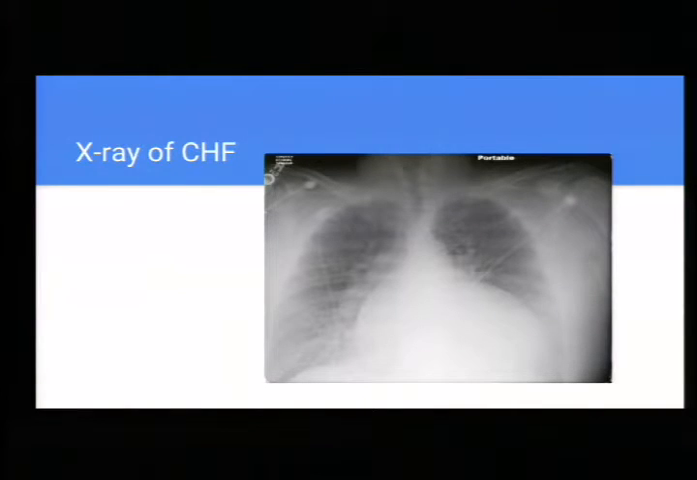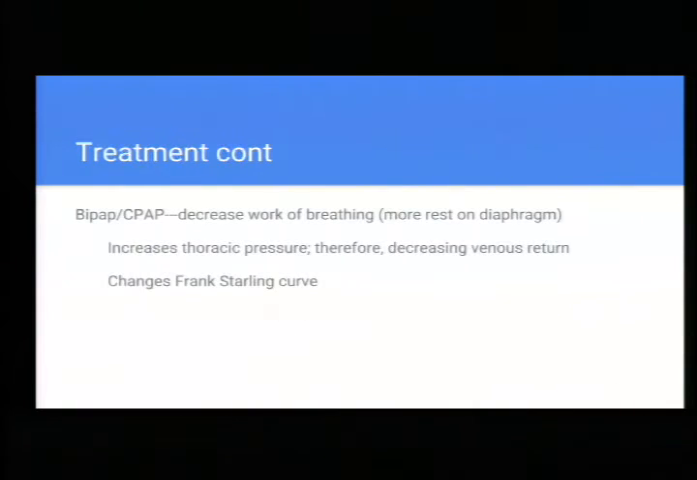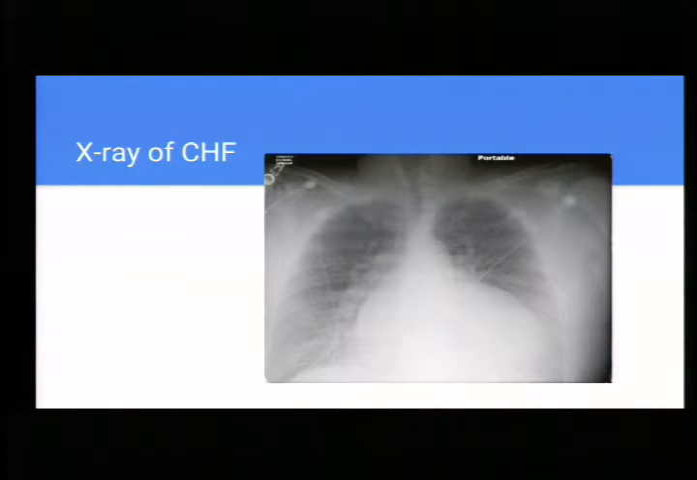So what do you see on this X-ray? Anybody? What do you think of? So they're fluffy. Kind of fluffy out in here. What do you think of this?